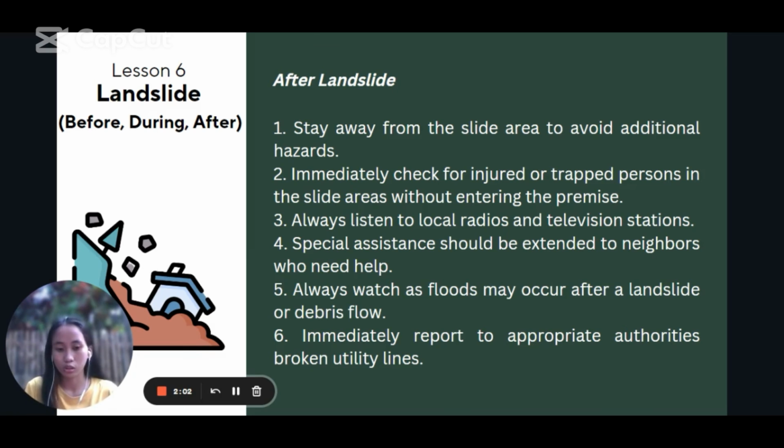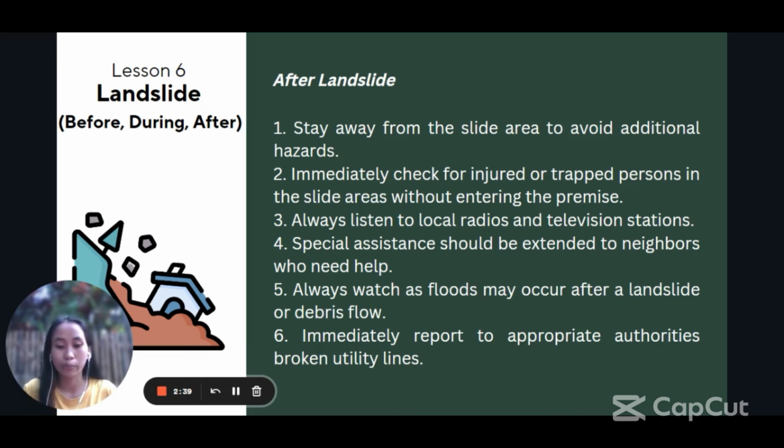Just like some seniors, our lolos and lolas, infants, and those who have disabilities. They need special assistance, or call for rescuers to help assist them. Fifth, always watch as floods may occur after a landslide or debris flow. We should stay awake, and that is because we don't know what will happen next, and it is for our safety also.